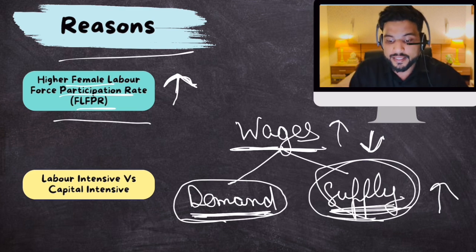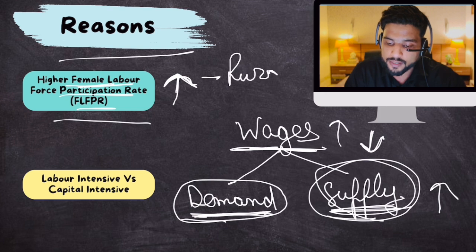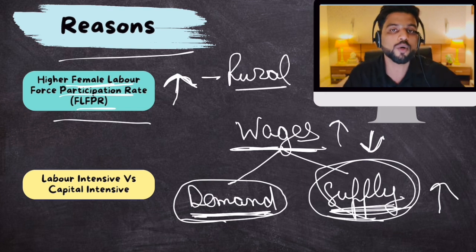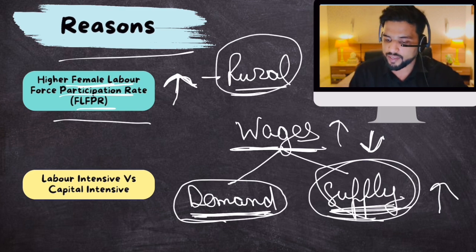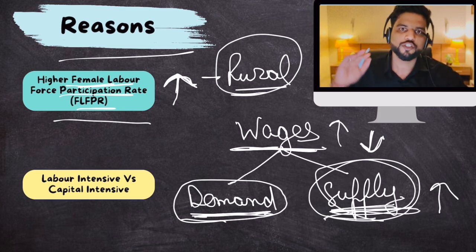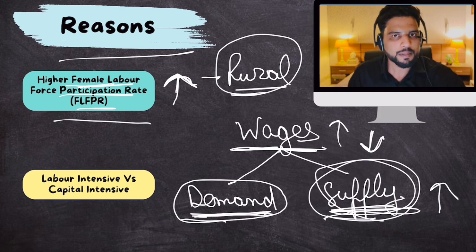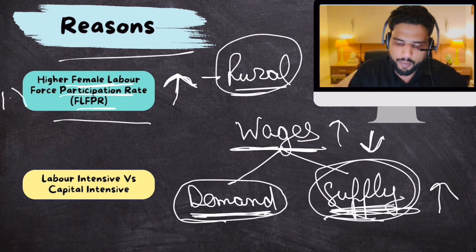And this increase in female labor force participation rate is very high in rural areas. It is especially high in rural areas, not so much in urban areas. And this is also counterintuitive. Female labor force participation rate is high in rural areas. And because of that, rural areas have increased supply of labor, and with that, you see stagnation in rural wages. Simple. So this is reason one.